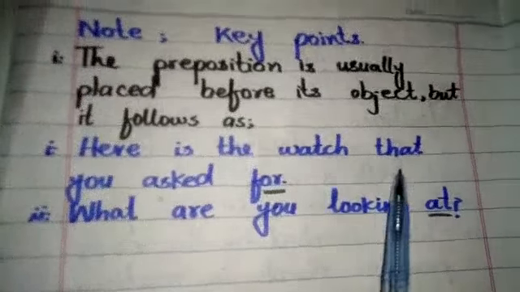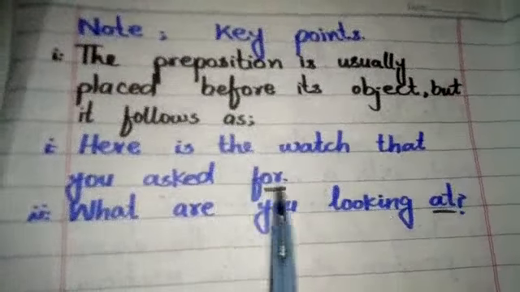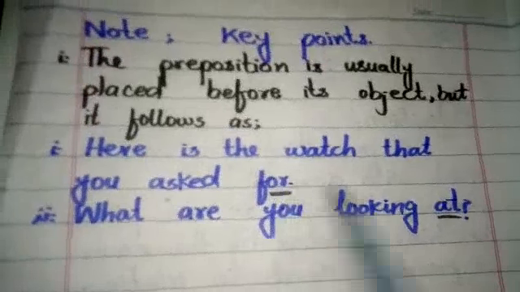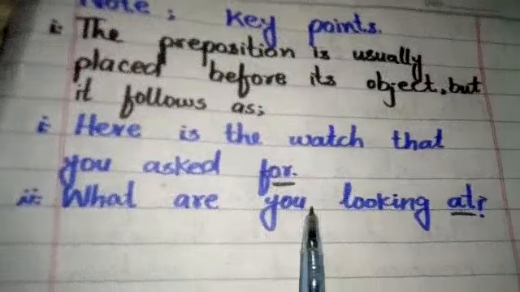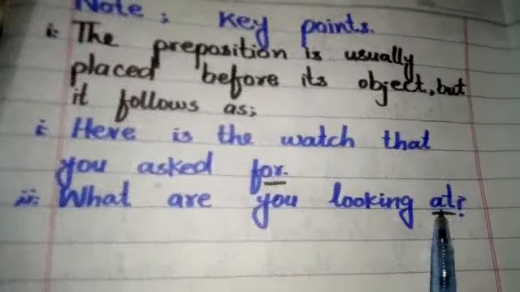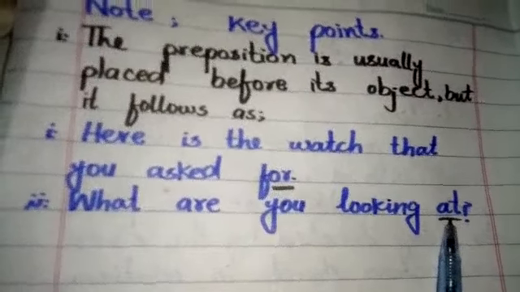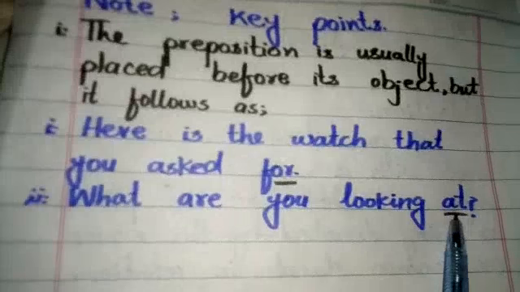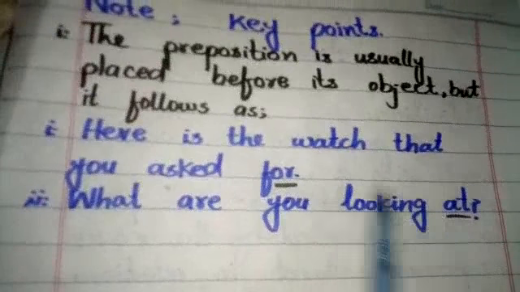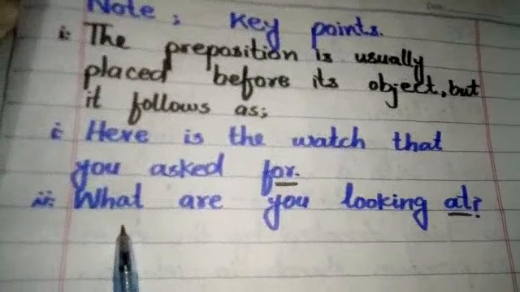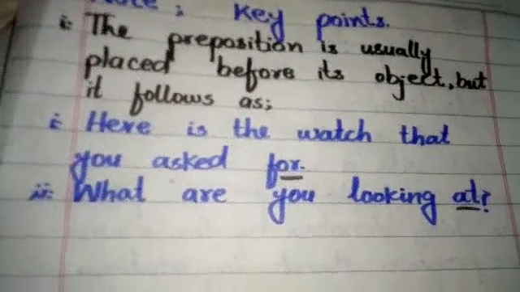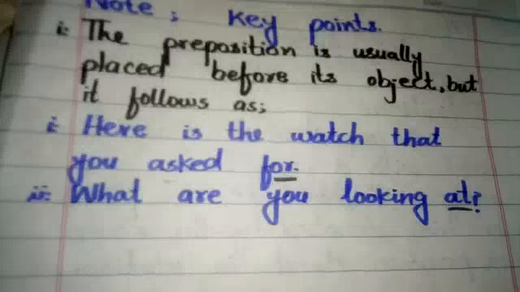Here is the watch that you asked for. For is a preposition and it is placed at the end of the sentence. The second example is: what are you looking at. Here at is a preposition. Remember one thing, when the object is a relative pronoun, for example that, or what, or interrogative pronouns in the sentence, they are always placed at the end.